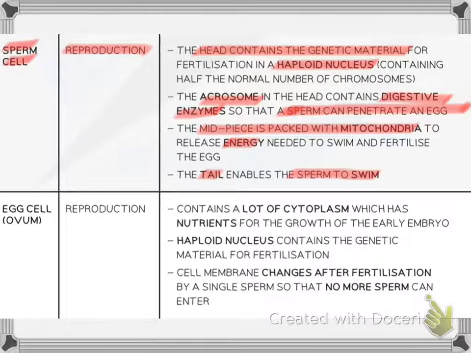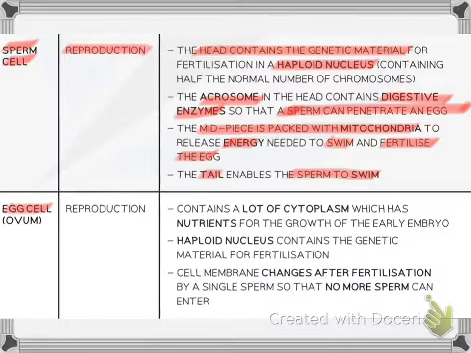So, a sperm cell has 4 adaptations. Its head contains genetic material for fertilization in a haploid nucleus. Second, the head contains digestive enzymes so that the sperm can penetrate an egg. Third, it's packed with mitochondria so that it releases energy needed to swim and fertilize the egg. Then it also has a tail which enables the sperm to swim well.